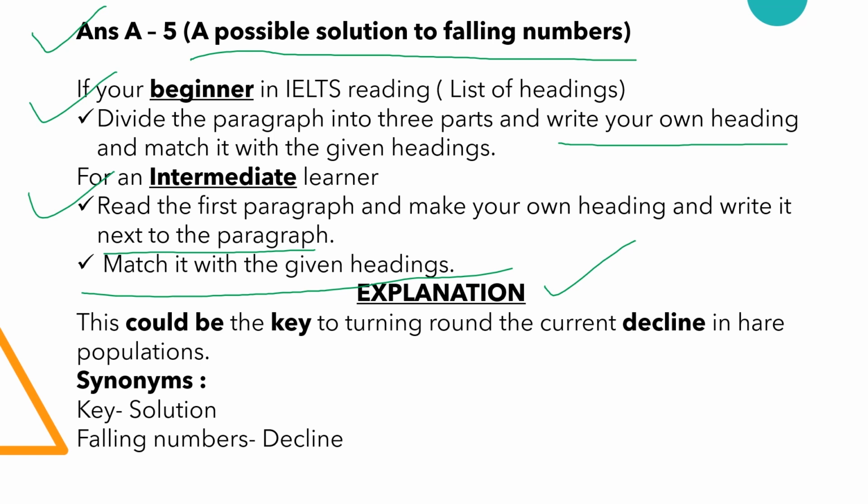Explanation. This could be the key to turning around the current decline in hare population. So this is the last line of your first paragraph. Synonym used: in the paragraph they used key, but in the list of heading options they used solution. And second is falling numbers, they used in the paragraph, but in the list of headings they used decline. So guys, I always insist you concentrate on vocabulary, that is appropriate synonyms.